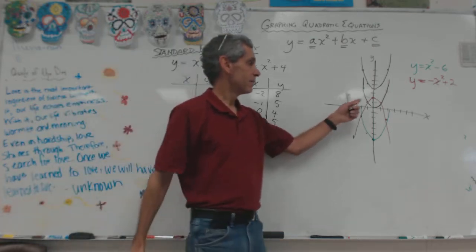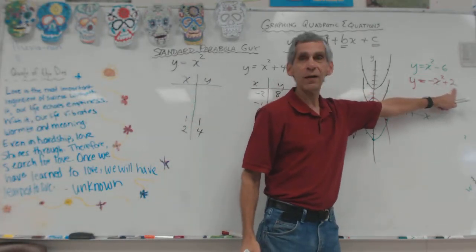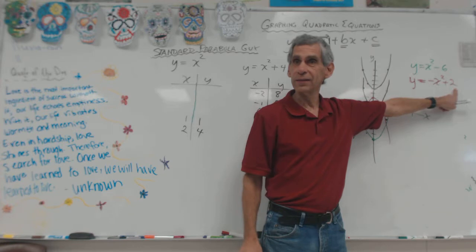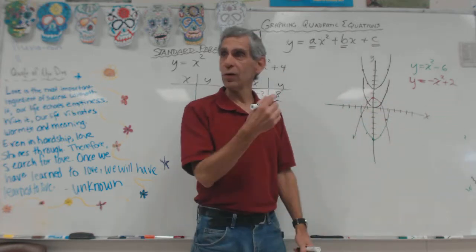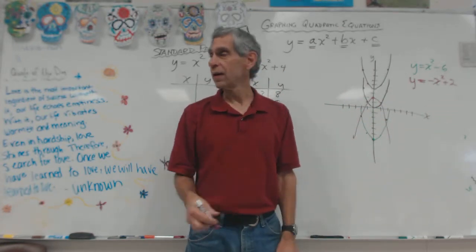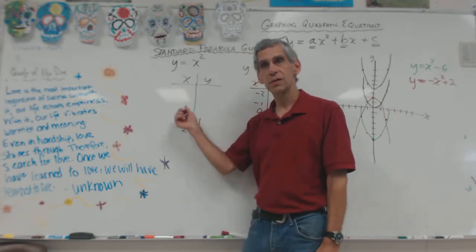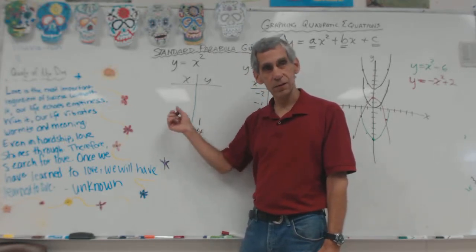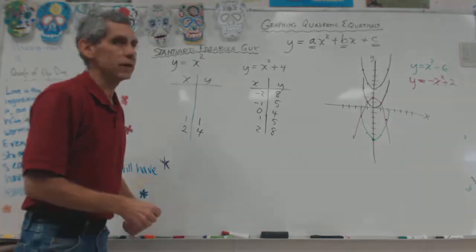Pretty easy. I just plot my vertex, basically my c, and I go over 1, down 1, over 2, down 4. Right? You starting to see the beauty of this? Starting to make sense a little bit? Okay. Now we're going to get into b.